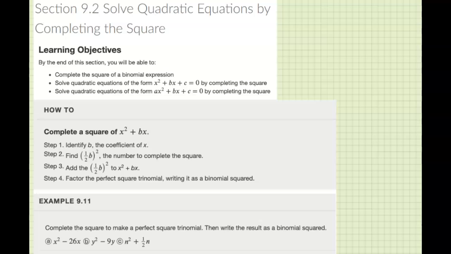Hello everyone and welcome to section 9.2. In this section we're going to look at another method of solving a quadratic equation called completing the square.